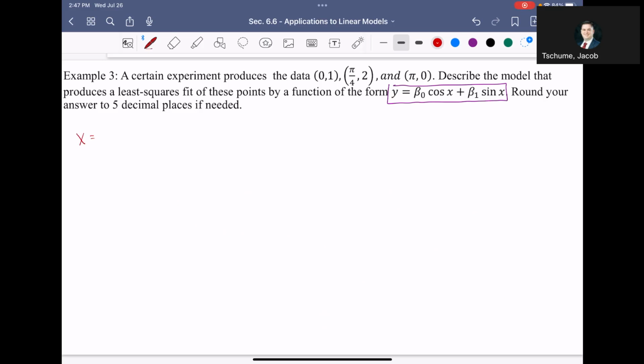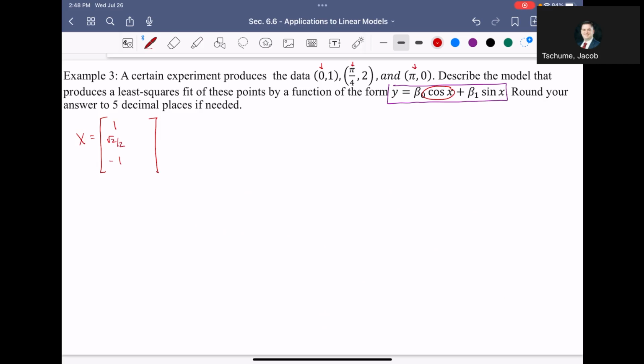So matrix X, there's 2 unknowns. So we are going to need 2 columns here. All right. For beta naught, you have a cosine function attached to it. So you have to take the cosine of the 3 x values that I've given you, and that will make up your first column. So cosine of 0 is 1. Cosine of pi over 4 is root 2 over 2, and cosine of pi is negative 1.